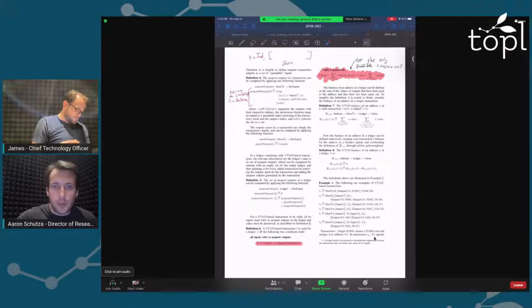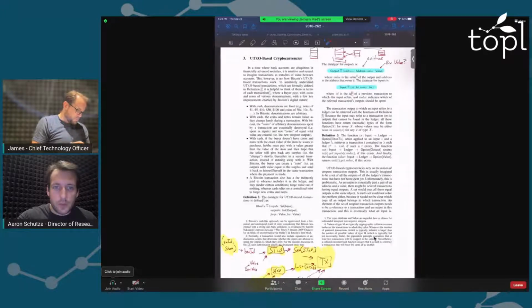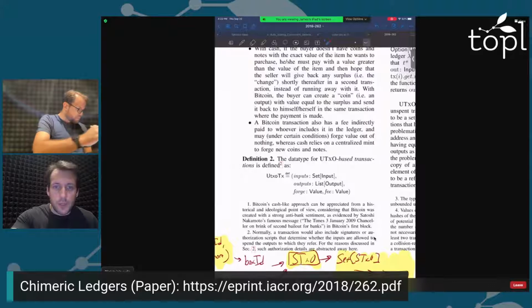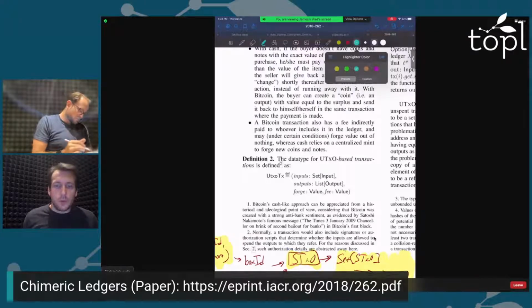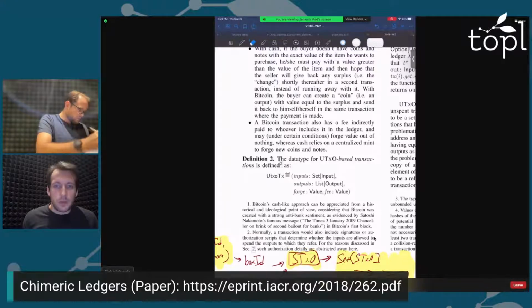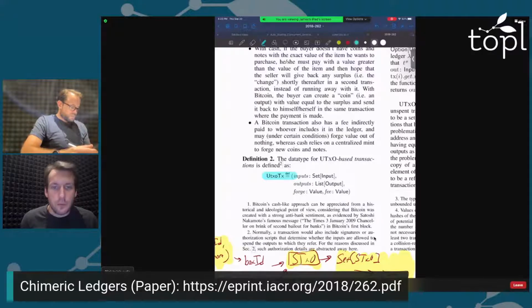So in definition 2, we see that the UTXO transaction format has a set of inputs and a list of outputs. So James, what is the difference between the set of inputs and the list of outputs? What makes it such that the inputs have to be a set and the outputs have to be a list?